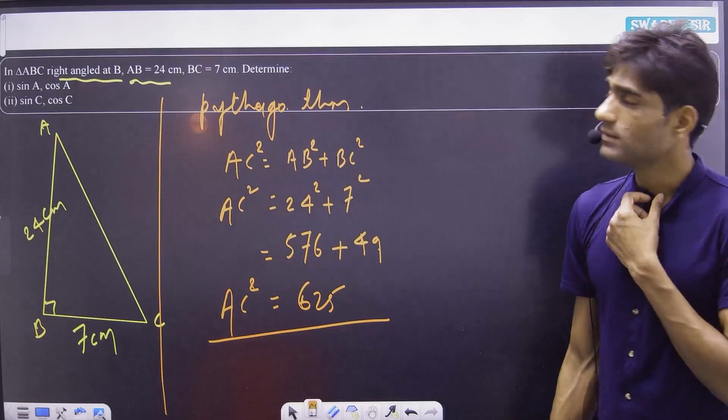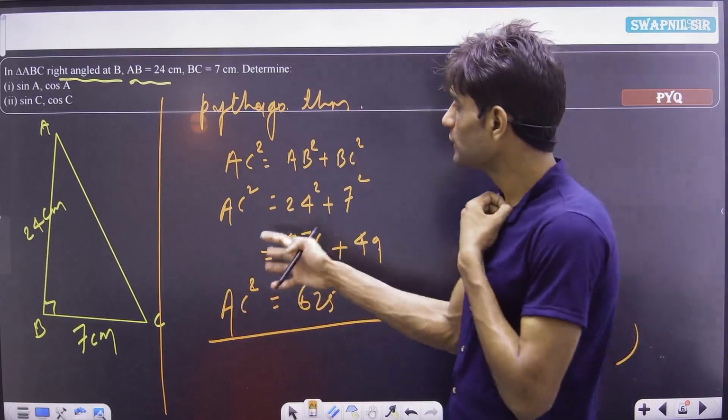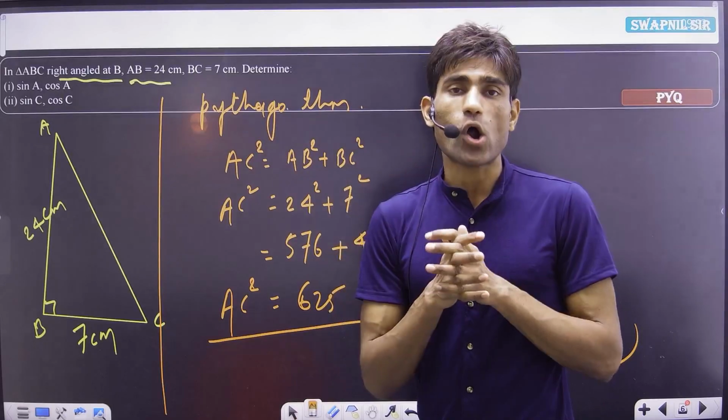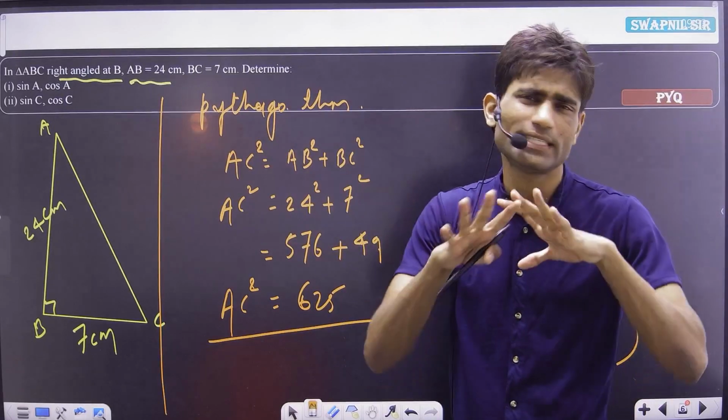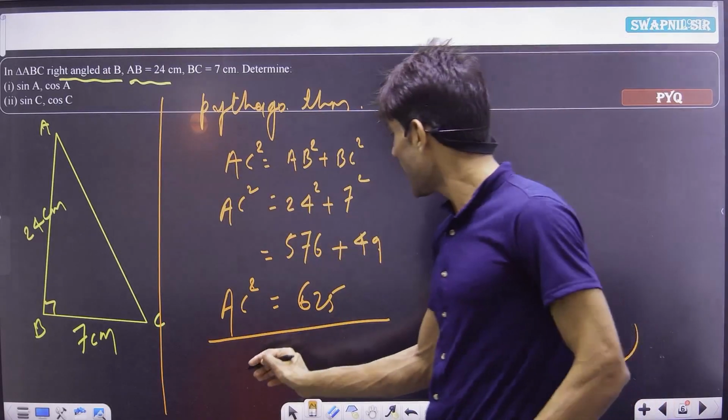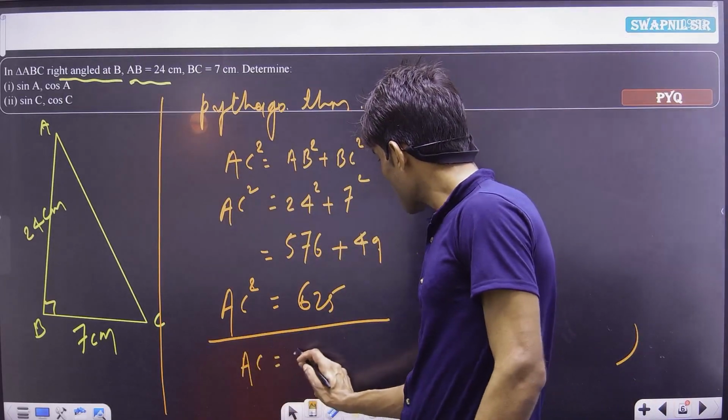You can find out the value by using the Pythagoras theorem. AC square is 625, but as we want the value of only AC, not AC square, as we want the hypotenuse AC, AC can be written as 25.